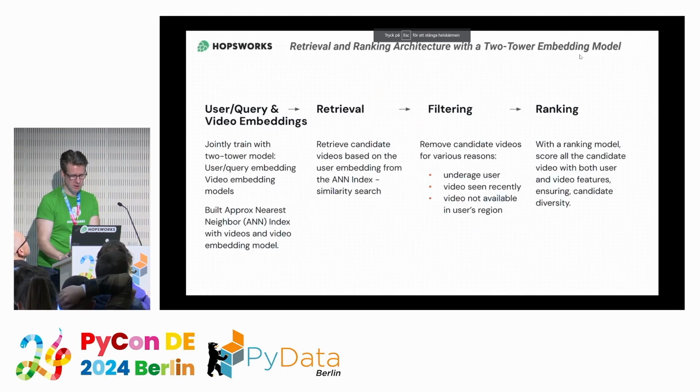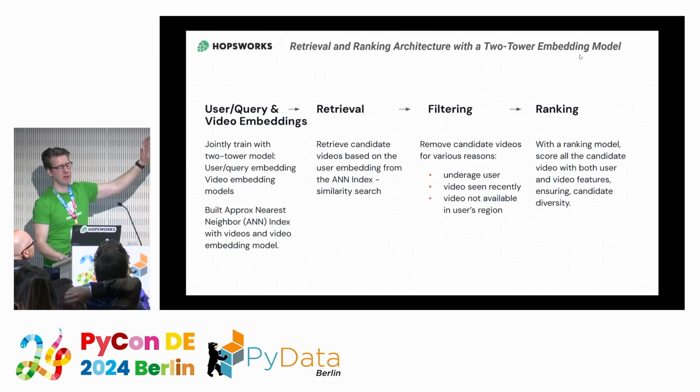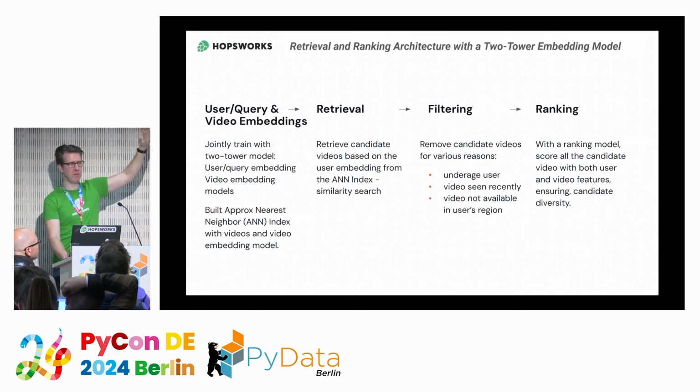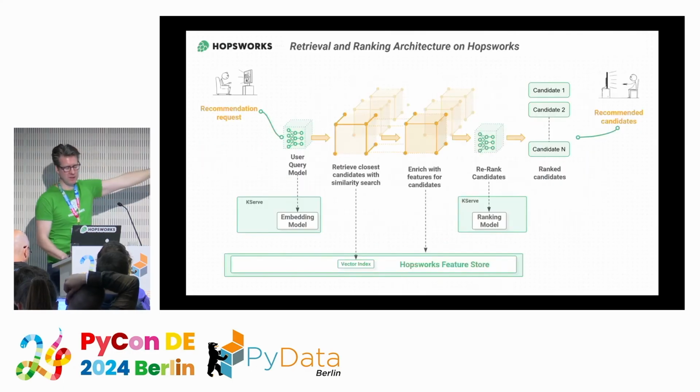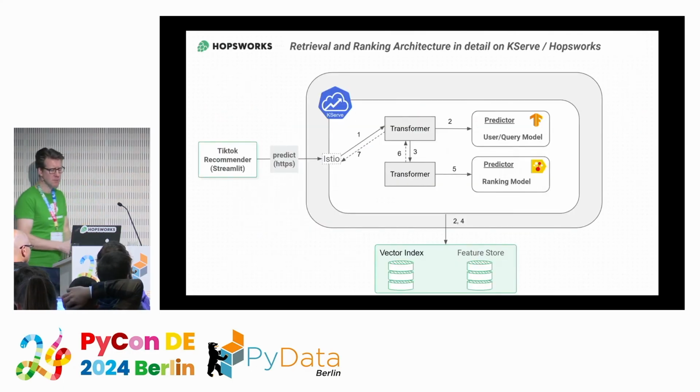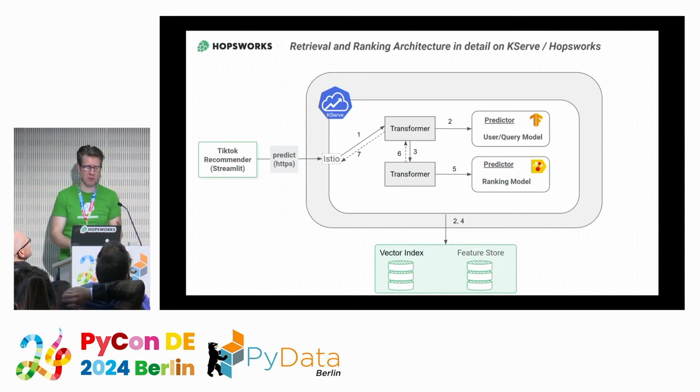Let's have a look. We kind of skip over this. This is what we're building: retrieval and ranking. We retrieve videos from our vector index, and then we filter them out, and then we're going to rank them with the ranking model. I'll skip over this, it's just the same thing again. This is the nuts and bolts of it.